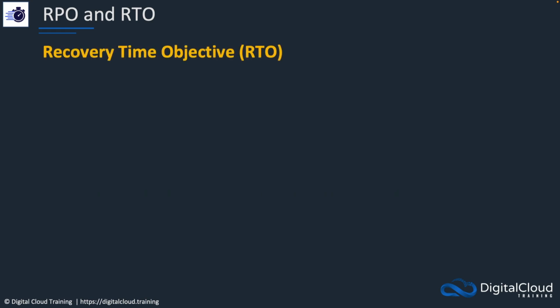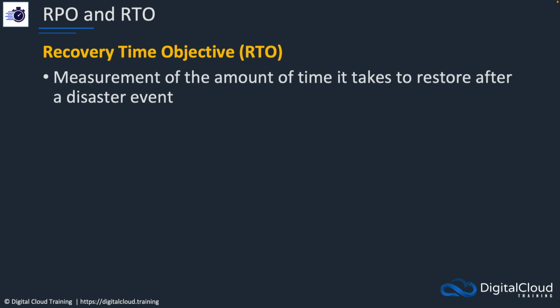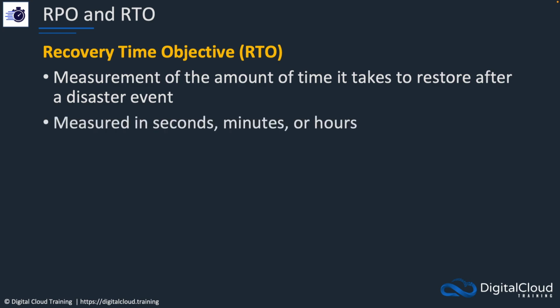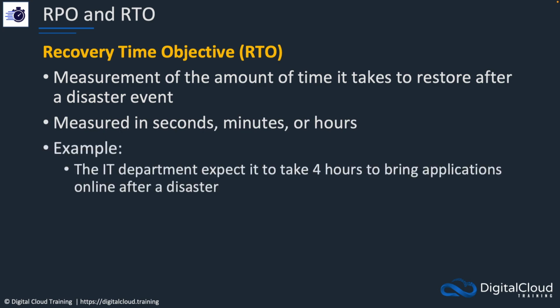So next we have recovery time objective. Now this is the measurement of the amount of time it takes to restore after a disaster event. So how long does it take to bring the systems back up again? This is again measured in seconds, minutes, or hours. So for example, if the IT department expects it to take 4 hours to get the applications online after a disaster, that would be an RTO of 4 hours.